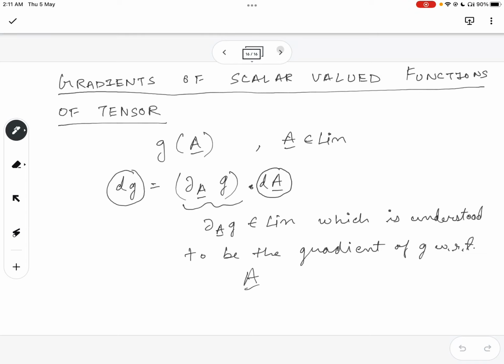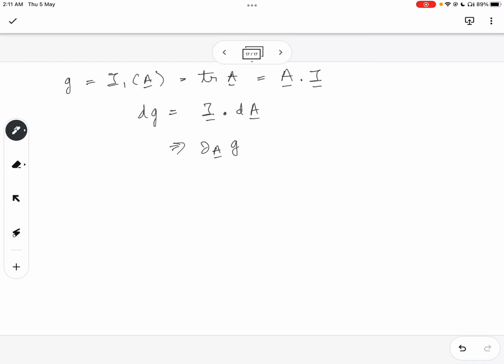So let's look at some examples of these. For example, if g is the first invariant of A, the trace of A, this can be written as A dot I. Therefore dg becomes nothing but I dotted with dA, and therefore del g with respect to A is nothing but the identity.